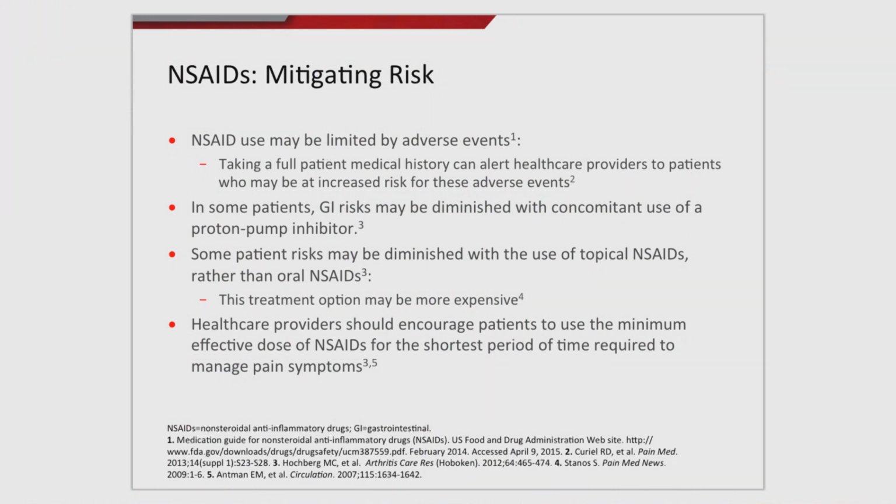In some patients, the GI consequences can be reduced by using proton pump inhibitors. Notice the word is reduced. It is not eliminated, and proton pump inhibitors won't diminish the cardiovascular and renal complications of NSAIDs. Some patients may use topical NSAIDs. These treatment options are attractive because they're localized, but can be expensive, whether they're prescribed or compounded.